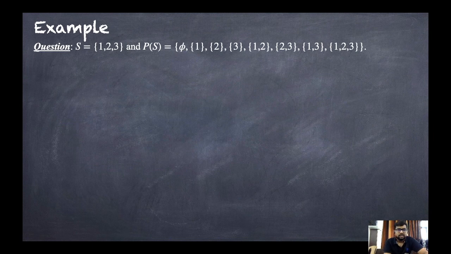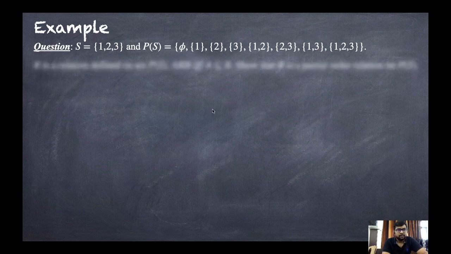The question is, the given set is S equals {1, 2, 3}, and P(S) is the power set of S. Here S contains 3 elements, so its power set will contain 2 raised to 3, that means 8 elements. And which are they? They are the empty set, {1}, {2}, {3}, then {1, 2}, {2, 3}, {1, 3}, and the last set itself, {1, 2, 3}.